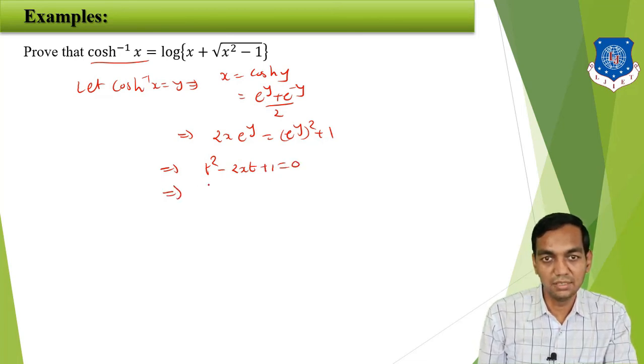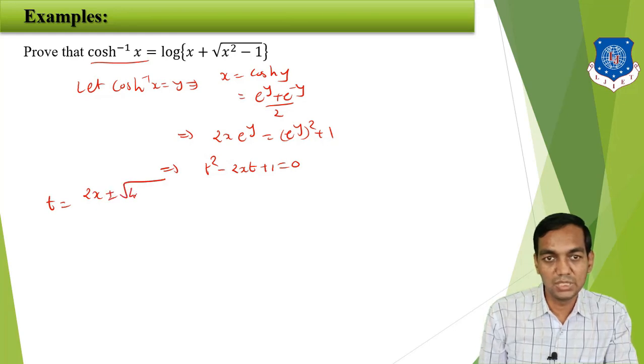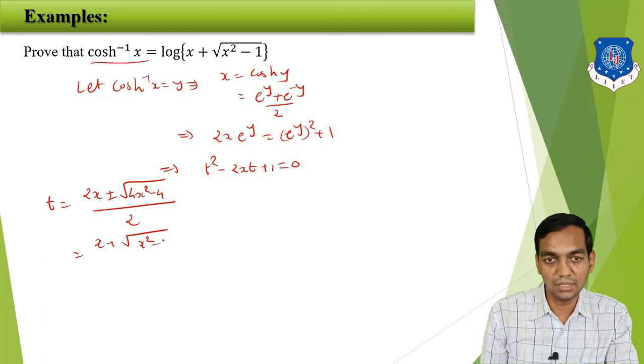Now, basically, if this is a quadratic equation, so if you are going to find t, then t is equal to minus b plus or minus under root b square minus 4 into ac divided by 2. Again, here you get x plus or minus under root x square minus 1. Correct? This is your e raised to y. And again, we are going to take the positive part, e raised to y.